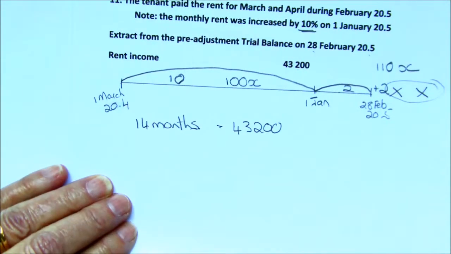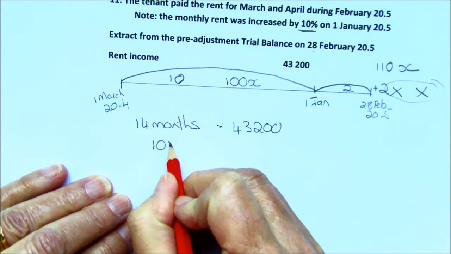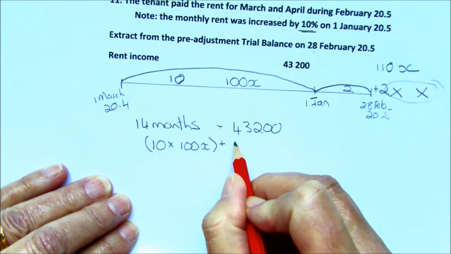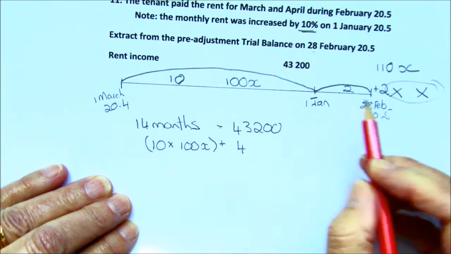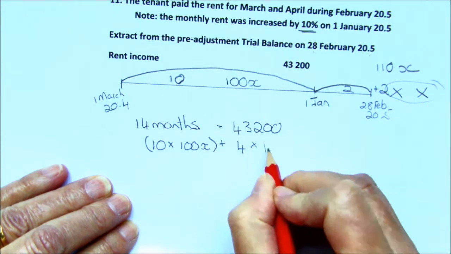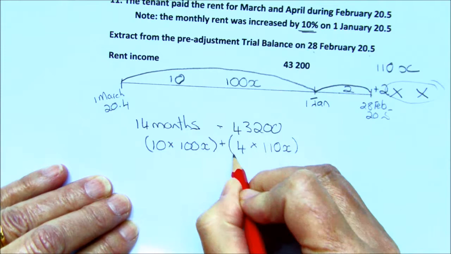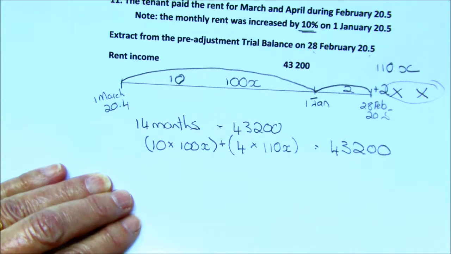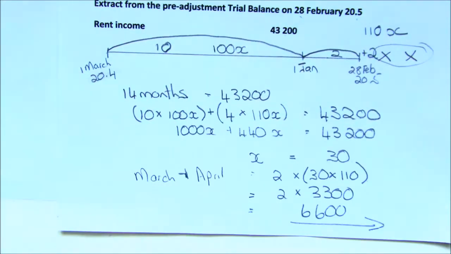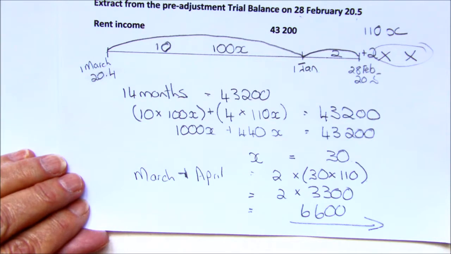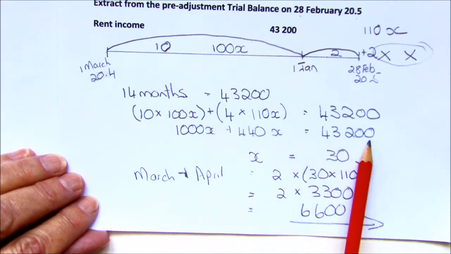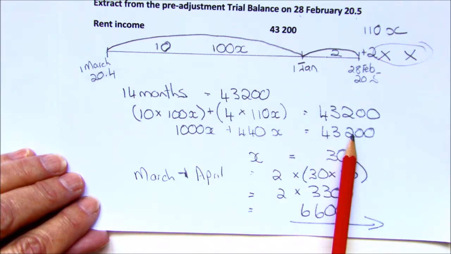So again, let's build up a math sum. So it's 10 times 100 x's plus, and it's going to be 4 months. Remember that we've actually got 2 months extra, times 110 x's, and that equals 43,200. Now again, use your maths and solve for x. Right, now hopefully you are able to solve that for x. So we've got 1,000 x's plus 440 x's. Divide this figure by the 1,440, and we've got x is equal to 30.